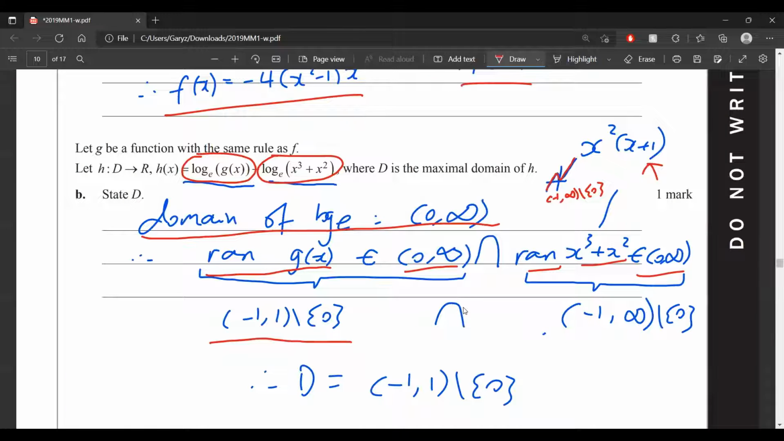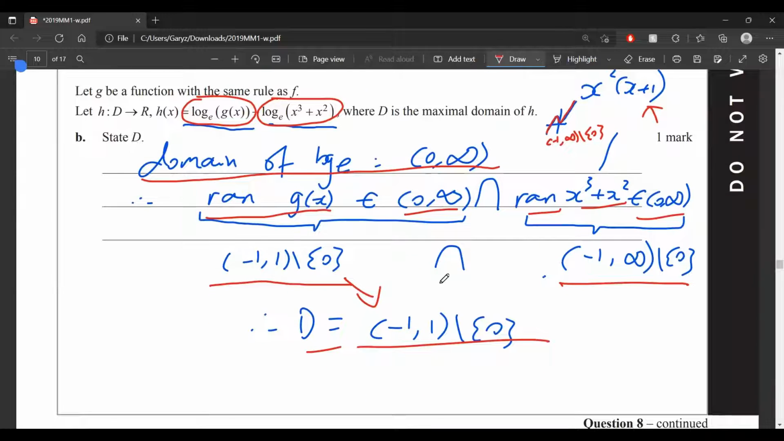So we have these two respective ranges here, and we need to take the intersection, and the intersection is just this. In other words, this. Yeah, and that's the answer to this question.